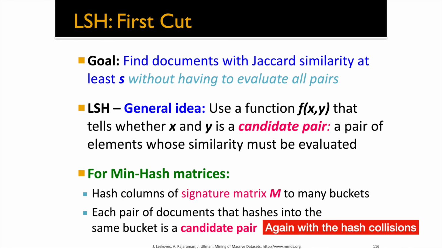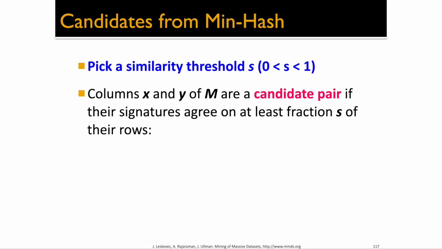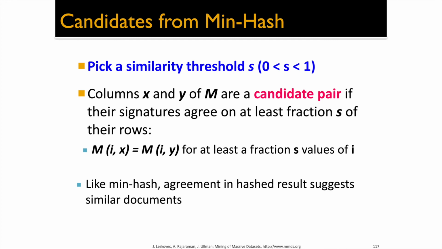One of the things you'll note here is that hash collisions, or collisions in the hash table, can tell us a lot about what's going on with the underlying data. So for MinHashing, what we want to do is pick some similarity threshold S. Remember, this is Jaccard similarity, so it's between 0 and 1. And since we're using MinHashing, we know that if two columns of this signature matrix M, document X and document Y, have signatures that agree on at least S fraction of their rows, that means they are likely to be at least S similar. And agreement in these hash results tells us something about the similarity of these documents.